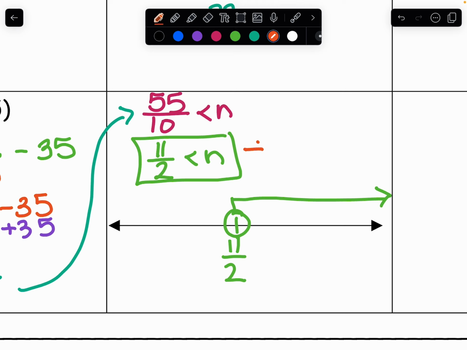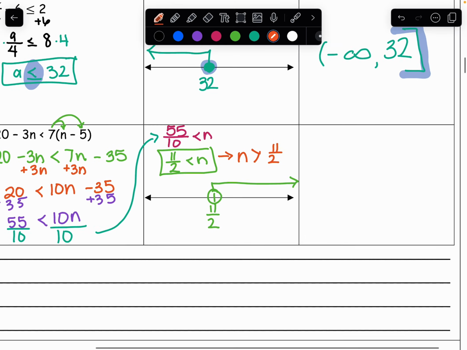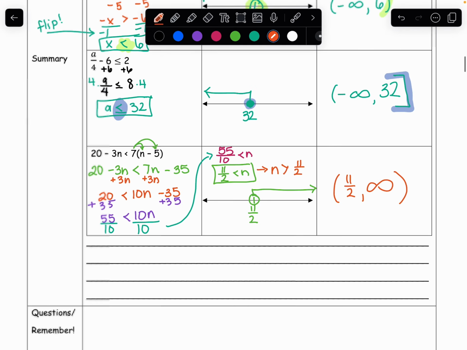Now, if you want, you can flip it so the variable is on the other side. You just need to make sure that you flip every single piece, so you're doing the mirror of it. And so, n is greater than 11 halves. What that means is our interval is going to be parenthesis 11 halves to infinity with a parenthesis.